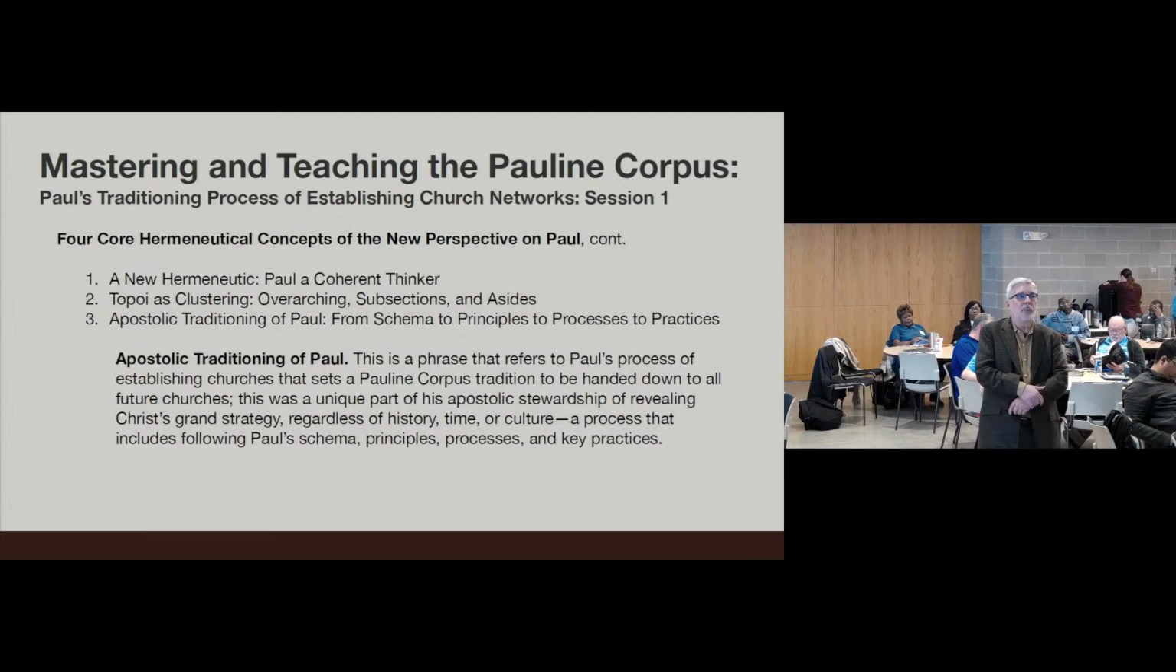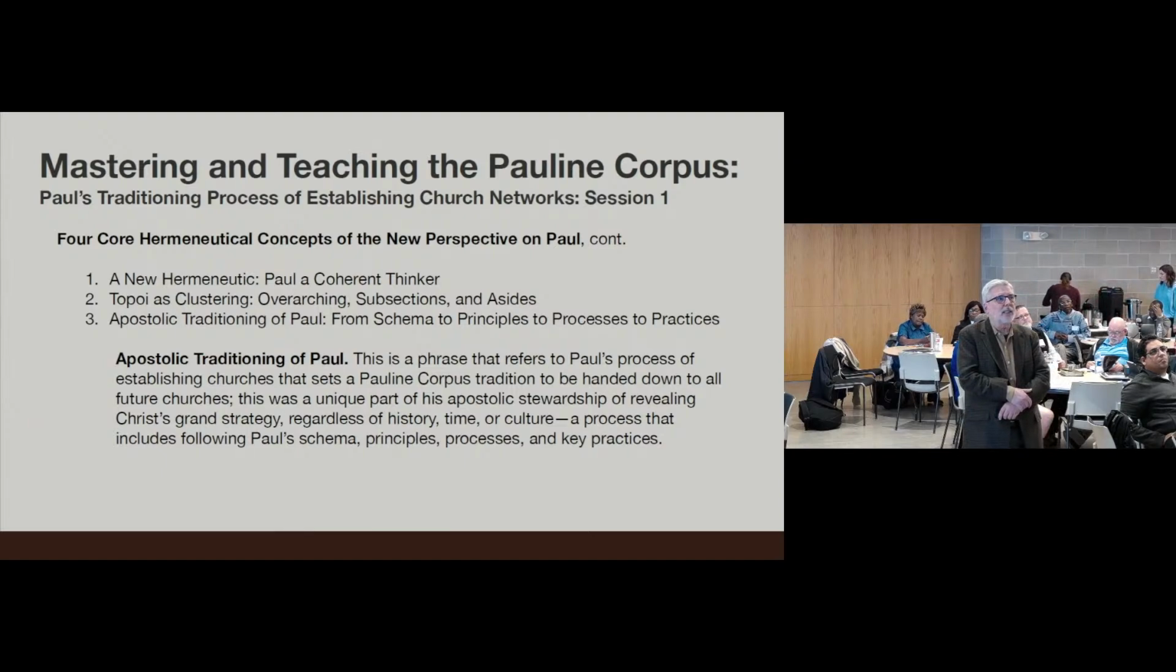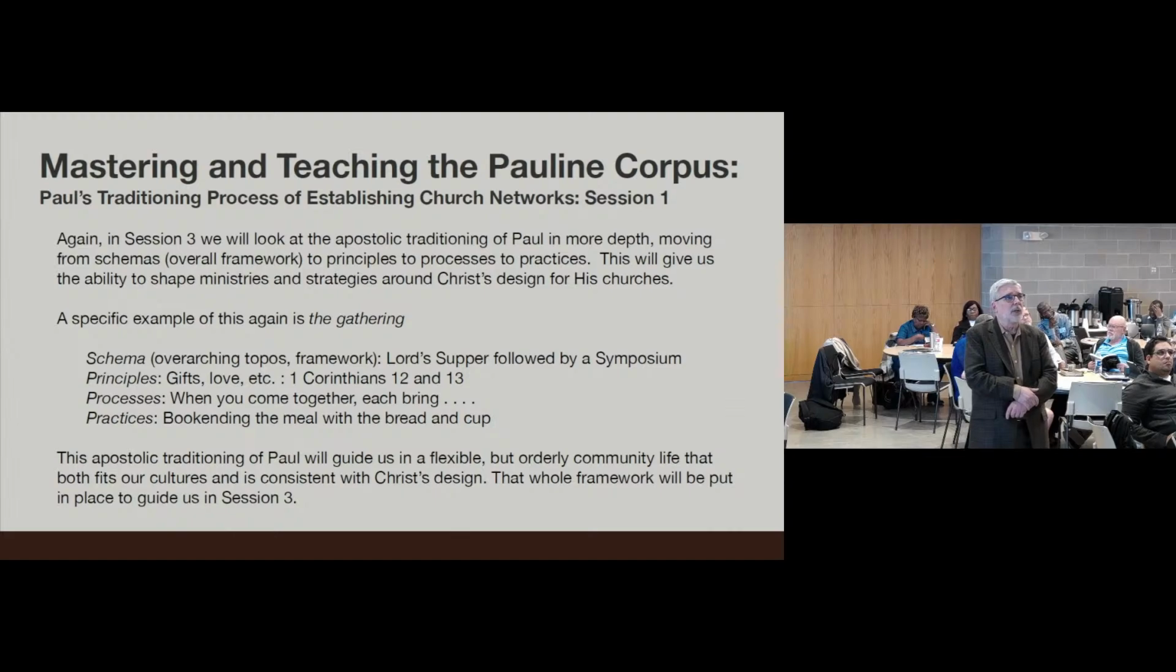Apostolic traditioning of Paul. This is a phrase that refers to Paul's process of establishing churches that sets a Pauline tradition to be handed down to the future churches. This was a unique part of the apostolic stewardship of revealing Christ's grand strategy, regardless of history, time, and culture. A process that includes following Paul's schema, principles, processes, and practices. Now, what do I mean by that?